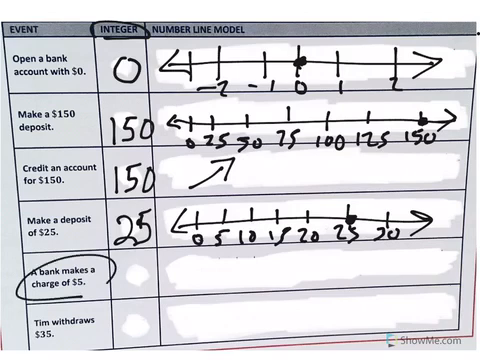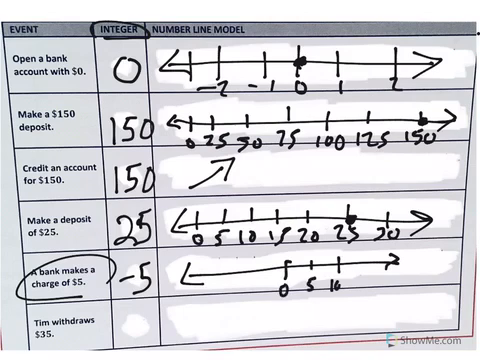The bank charges you $5, so they're taking away $5. So we have a -5 here. So in this case, we're going to put our 0 in the middle. We might have 5, 10, 15. Over here we have -5, -10, -15. Make sure we mark that clearly.